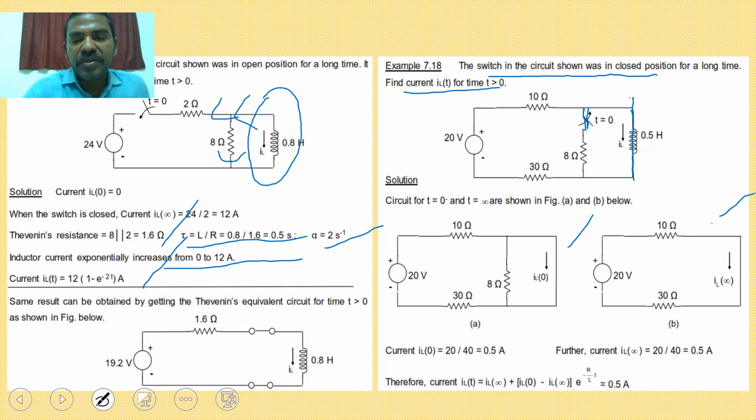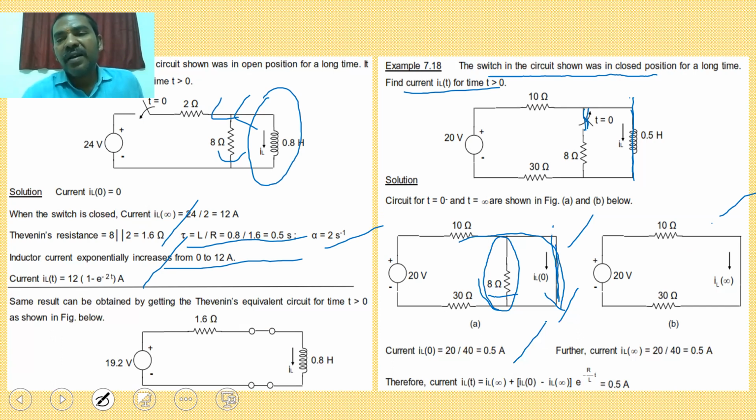Here 8 ohms is directly shorted. So the total current is this only. So it never flows in the 8 ohm resistor. So now two resistors are connected in series with a voltage of 20. So the current value is 20 divided by 10 plus 30, so 40. So that is equal to 0.5 amperes.